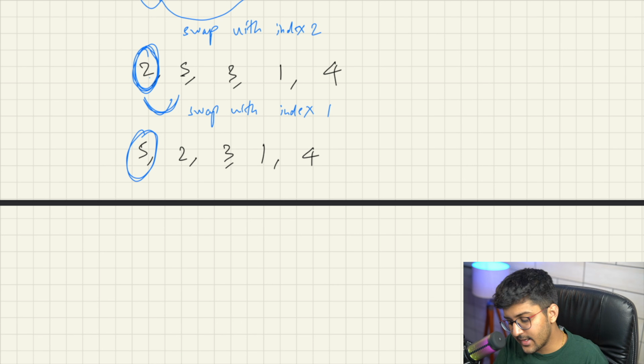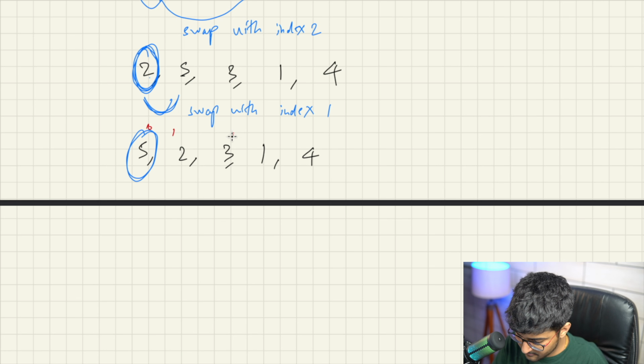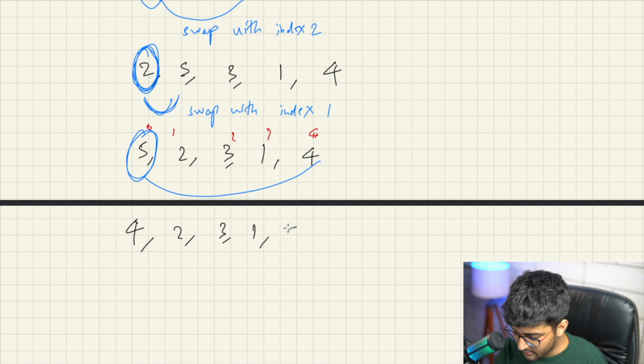Is 5 at the correct index? No, it's not. Okay, swap it with the correct index. So 5's correct index will be 4, which is this one. So swap with 4. It will become 4, 2, 3, 1, 5.